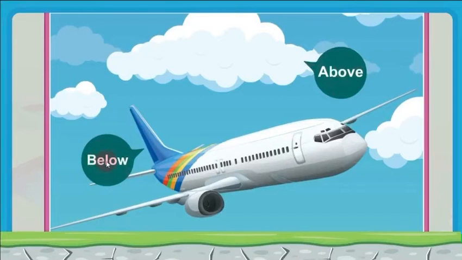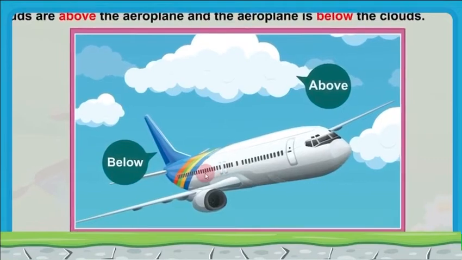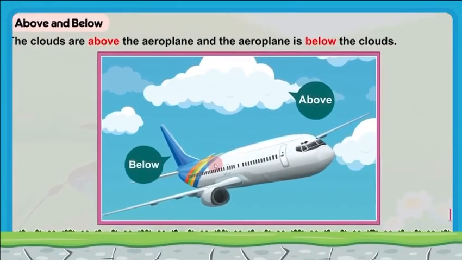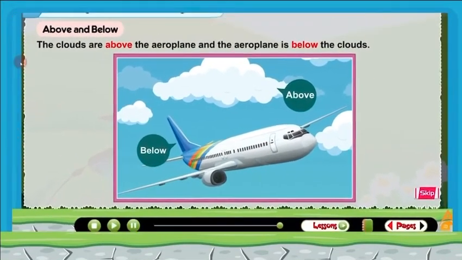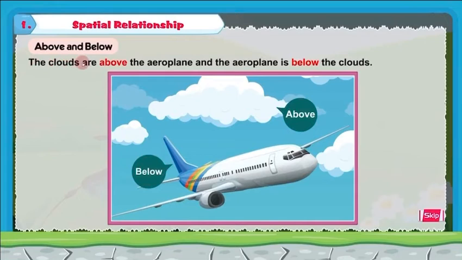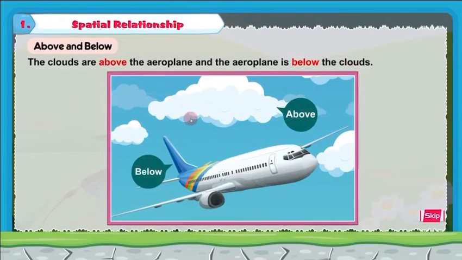Below, B-E-L-O-W, below. The aeroplane is below the clouds and the clouds are above the aeroplane. The clouds are above the aeroplane and the aeroplane is below the clouds.